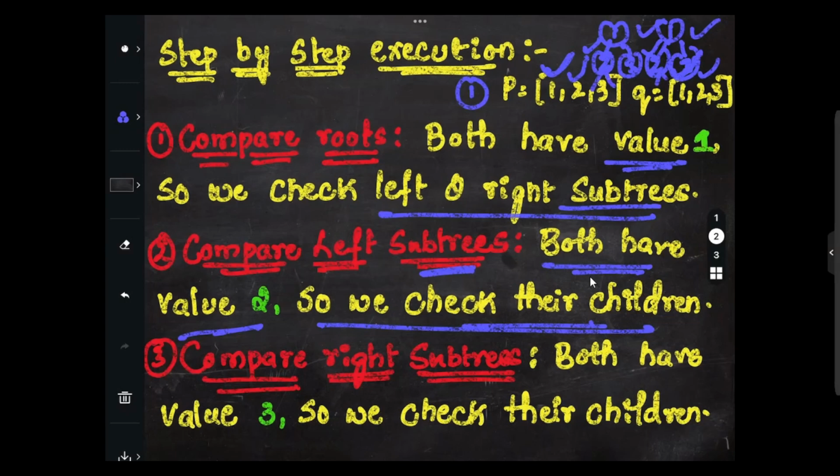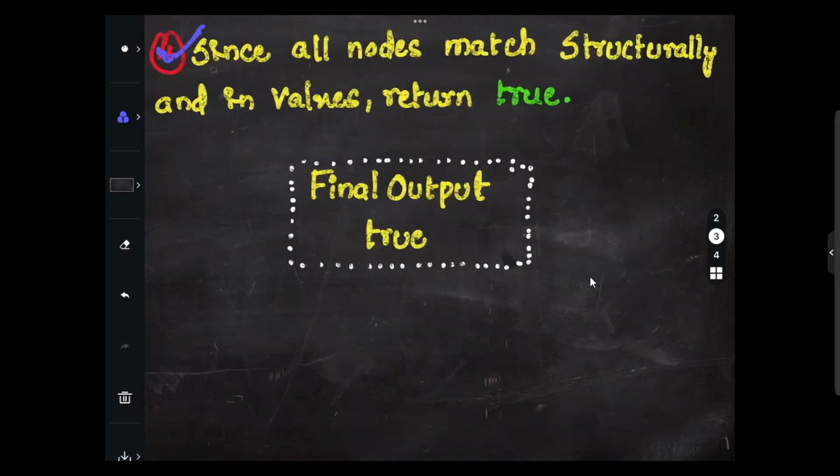So here we will compare the right subtrees. Both have the value 3 in this case, right? So for the right subtree, both are having the value 3. So we will check their children. For the 3, we don't have any children, right? For this tree also we don't have children, and for this tree also we don't have children. So this is fine. Let's move on with the final step then.